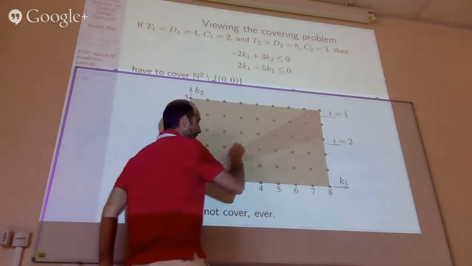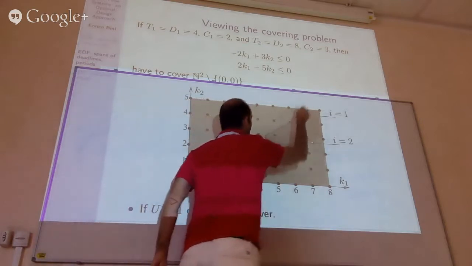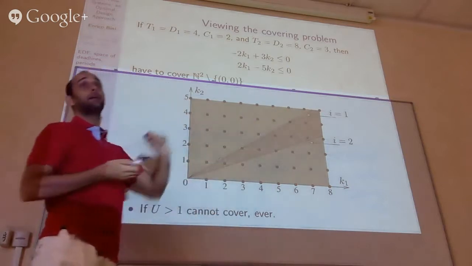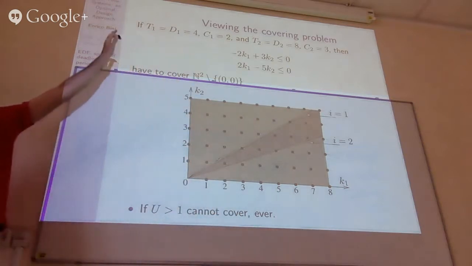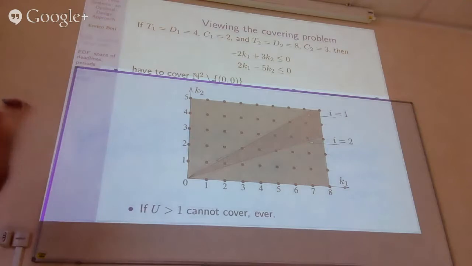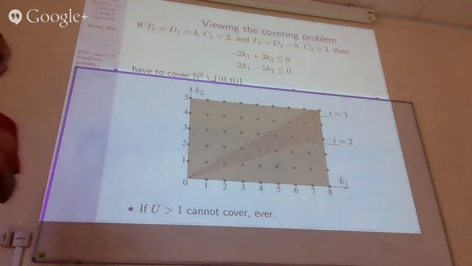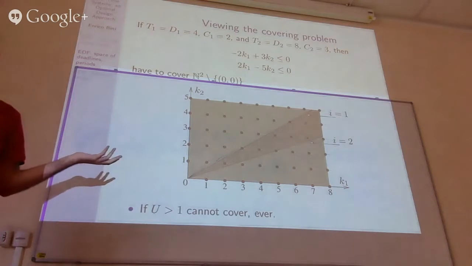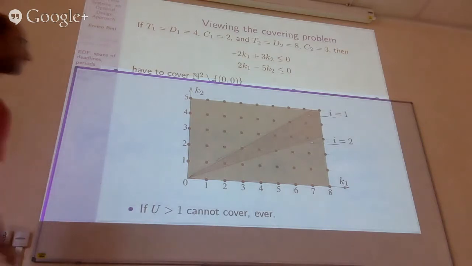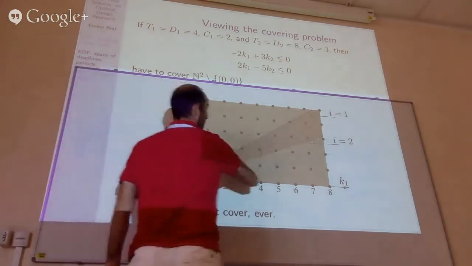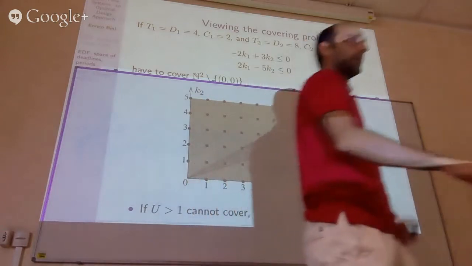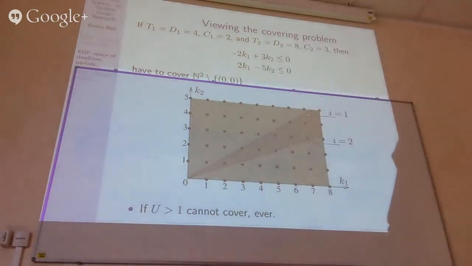the gap here will increase, and at some point there will be some integer far away in the future which will be outside, not covered. And in fact, if the total utilization is strictly greater than 1, the task set is not schedulable. This is something we know. I just wanted to be a bit more confident.